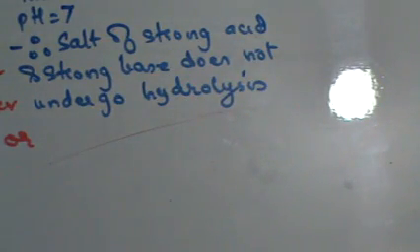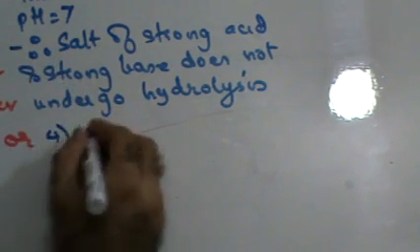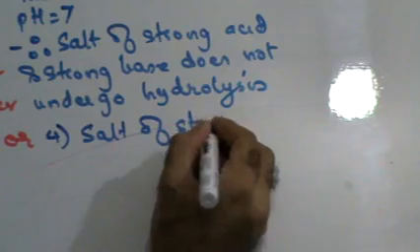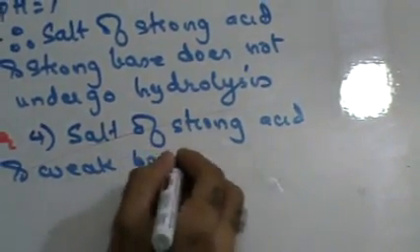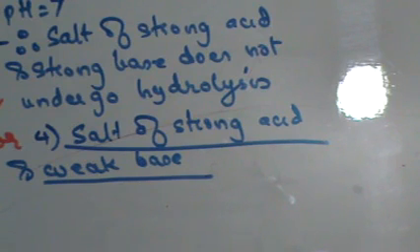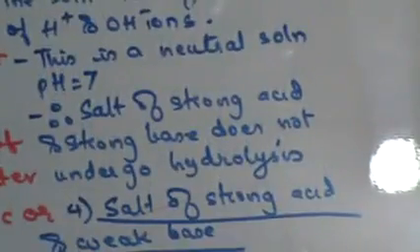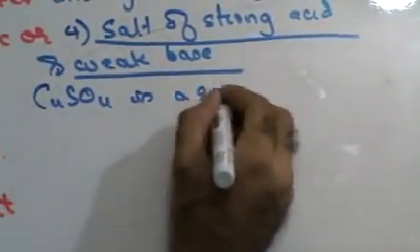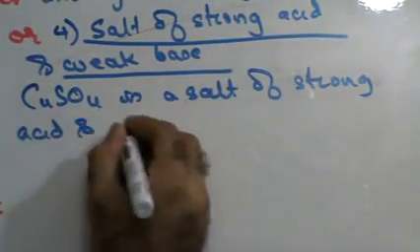Next, let us see. We saw salt of strong acid and strong base. Let us see salt of strong acid and weak base. Let's consider copper sulfate. Copper sulfate, CuSO4, is a salt of strong acid and weak base.